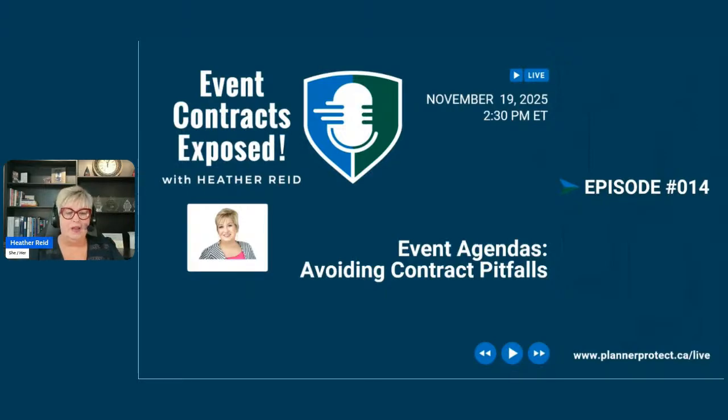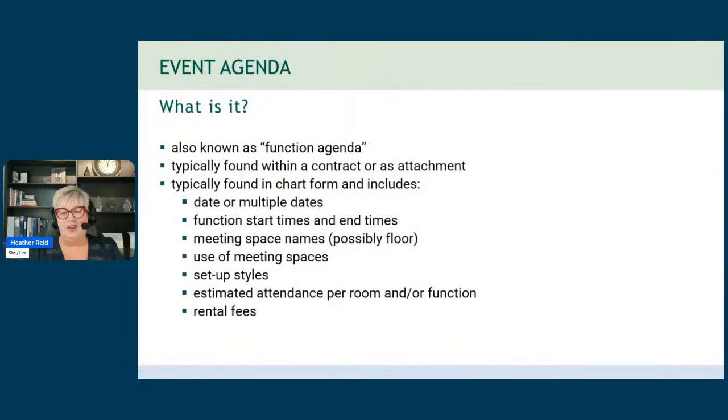So, what is the event agenda? Well, you might know the event agenda to be called a function agenda. I'm going to use the term event agenda. It's the one I'm most familiar with. The event agenda is usually in chart form and is commonly found within the body of the event contract, but you may also find it as an attachment to the contract.